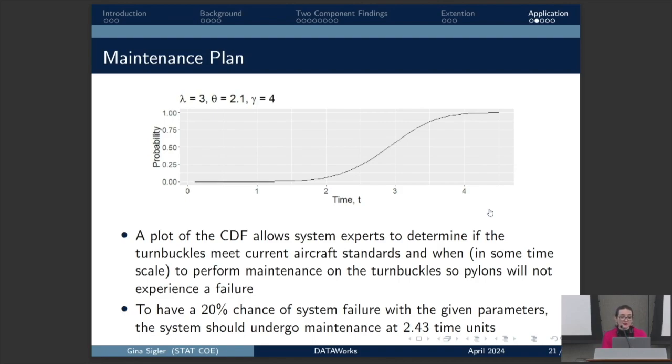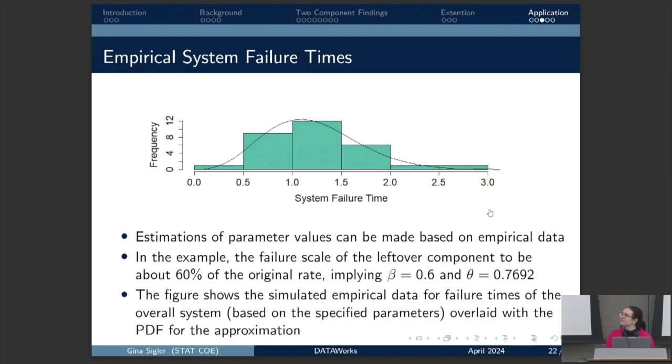So for example, if you only want to have a 20% chance of system failure, DoD wide, right? So 20% is pretty good. Then for the given parameters, I would say that you should replace your system and do maintenance at 2.43 time units, whatever that is to you. So the program really likes this, because it lets them categorize their risk associated with the pylon failure, or turnbuckle failure, rather.